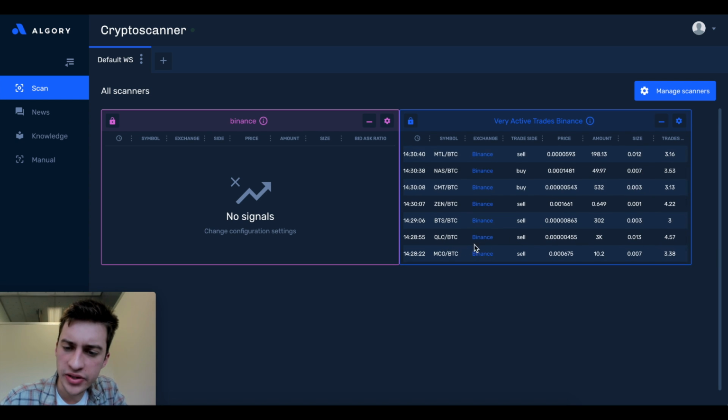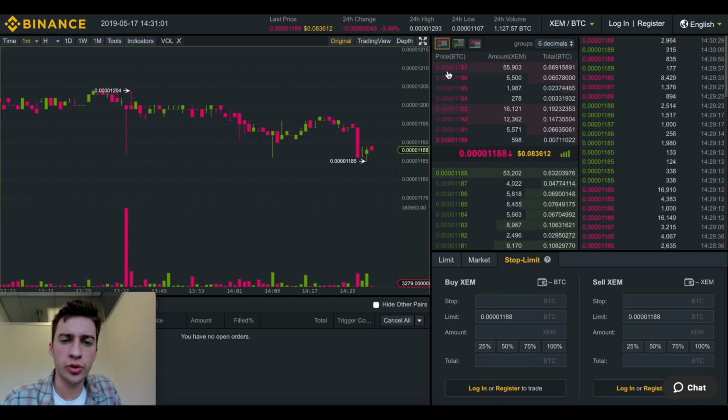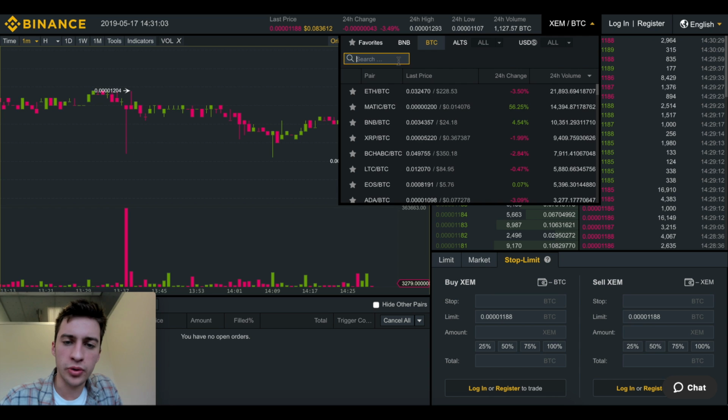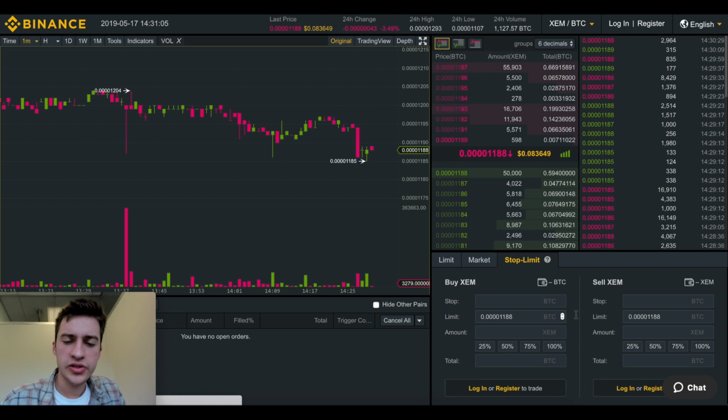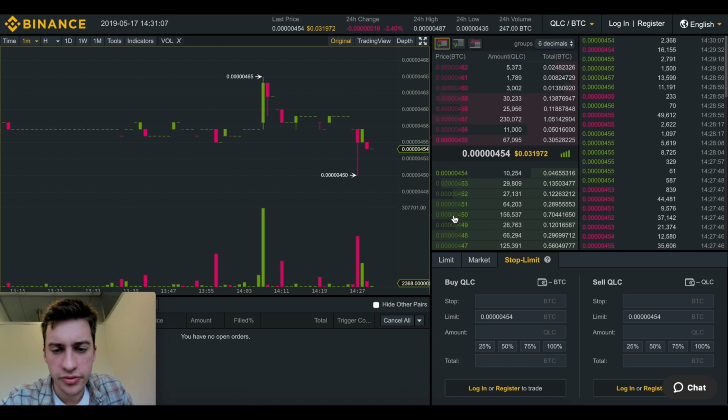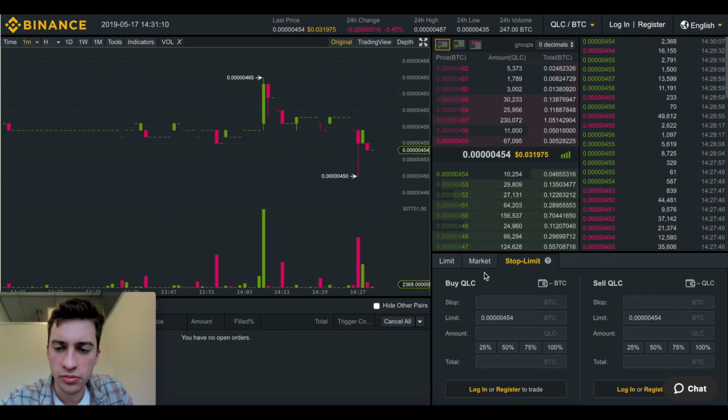So QLC BTC actually had a large amount of selling right there, an unusual amount of selling, and that's really what we're looking for with this kind of scanner. Let's see how that market selling, what that did. Yeah, so there we go. There's the strong market selling. Makes sense.